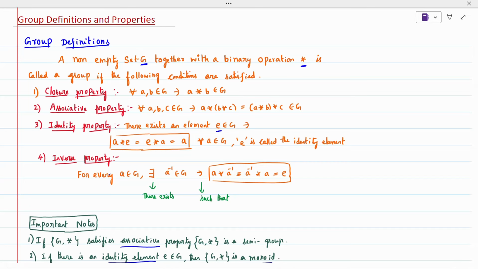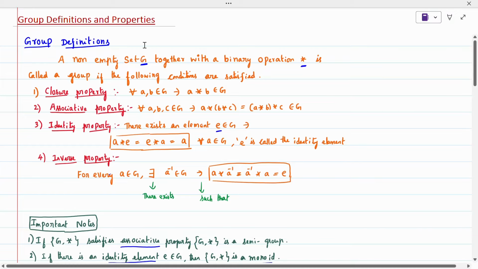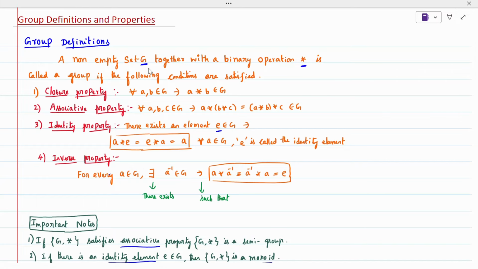Pungode. Today's topic is Unit 4, Group Definition and Properties. What do you mean by group definition? So, the non-empty set G together with the binary operation star is called a group if the following conditions are satisfied. The four conditions are: closure property, associative property, identity property, and inverse property.